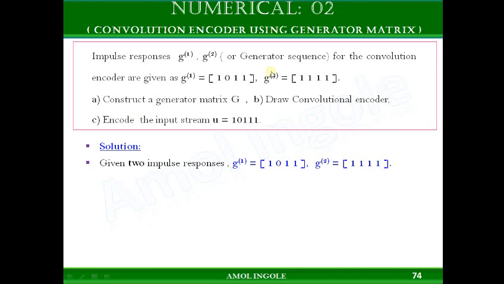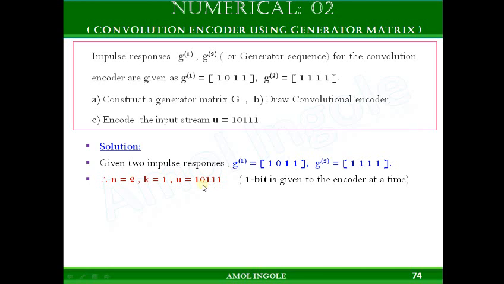If you read the statement, you will find that there are 2 generator sequences given, impulse responses given. So that means there will be 2 outputs. Therefore, n is equal to 2. k will be equal to 1. At any instant of time, only 1 bit will enter the encoder. And the input bit stream has got 5 bits in it.